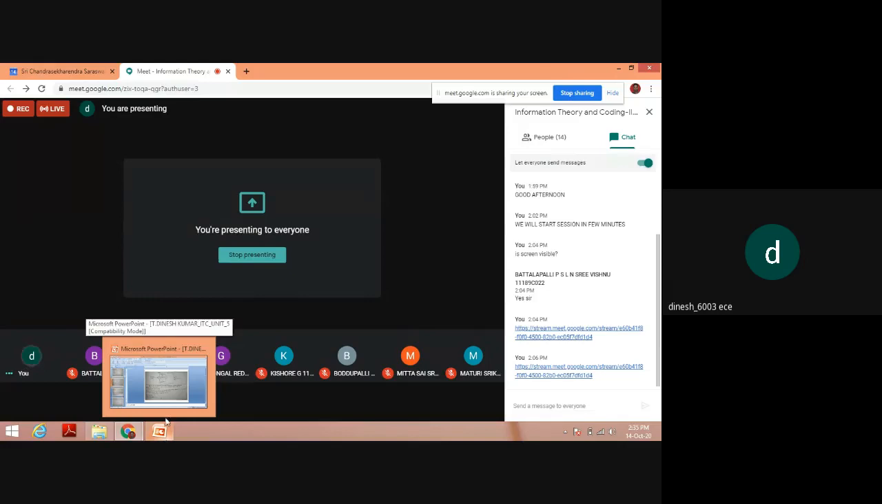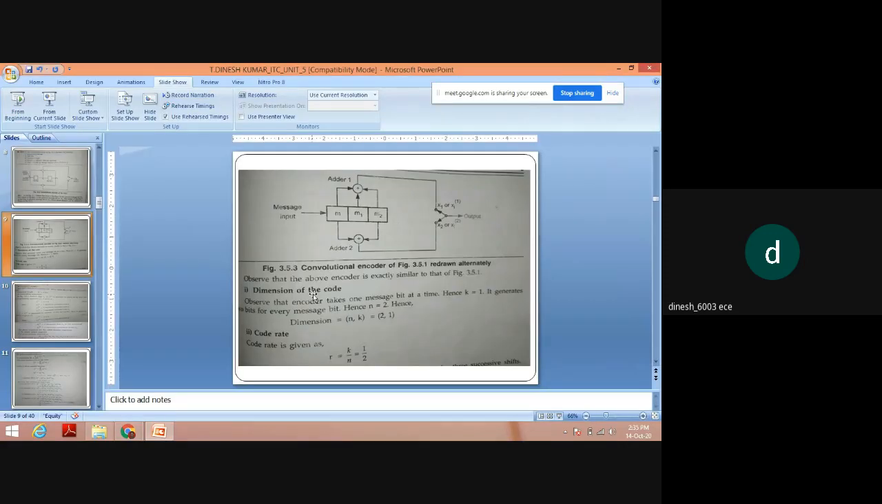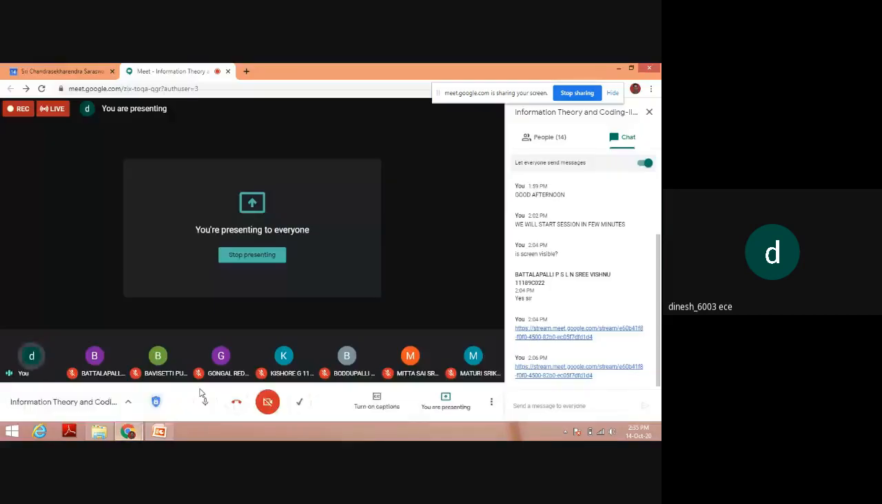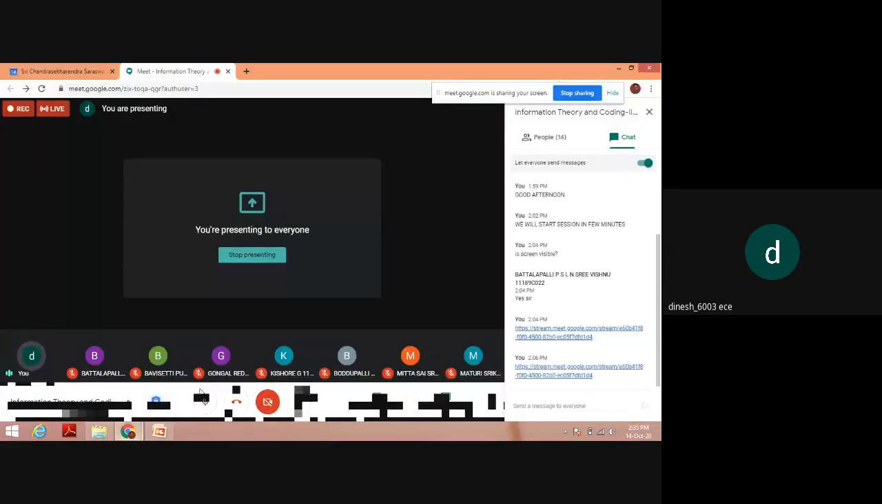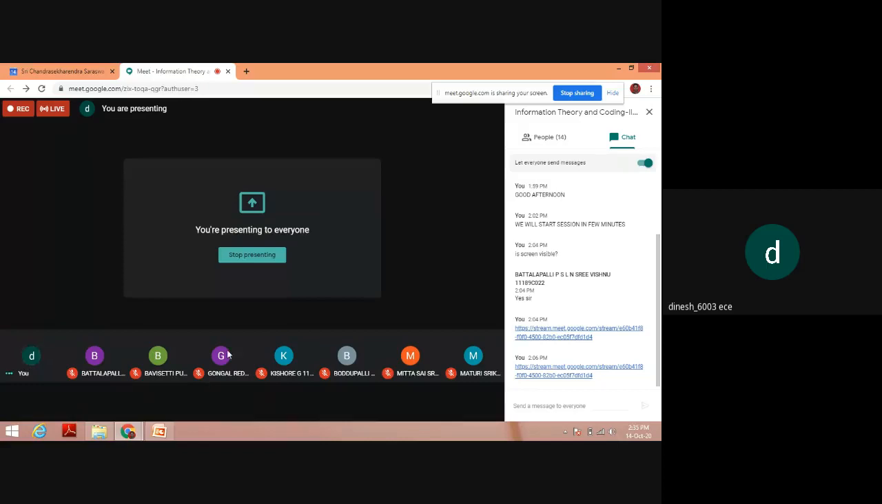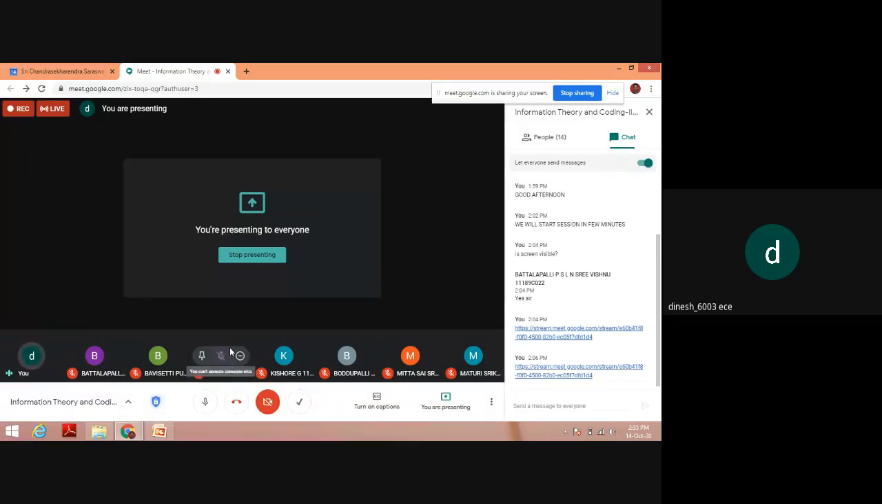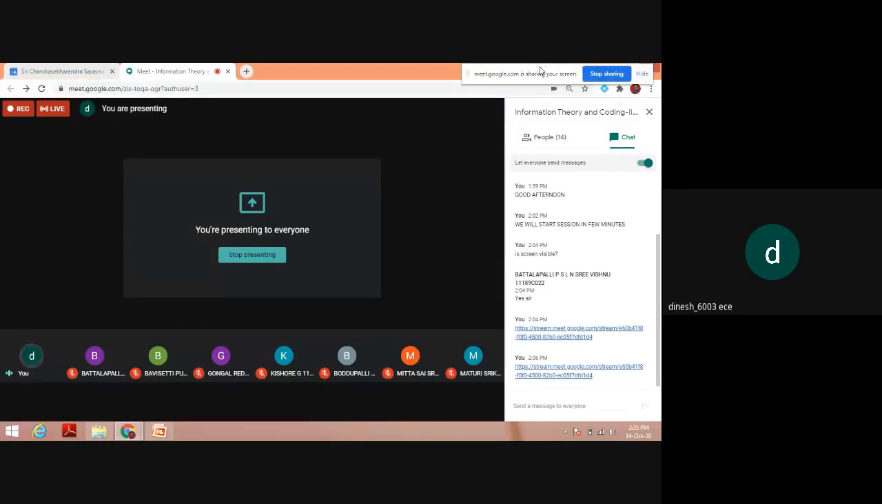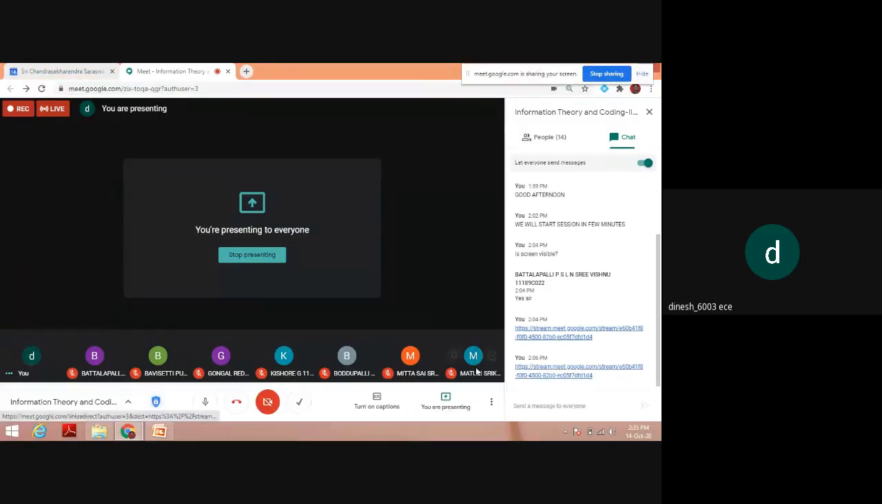Redrawing into this convolutional encoder: only once we understand redrawing will it be easier for you. Until we redraw the given convolutional encoder structure, it would be difficult. So redrawing is an important part, and redrawing should be known. Is that clear? Shall I proceed?